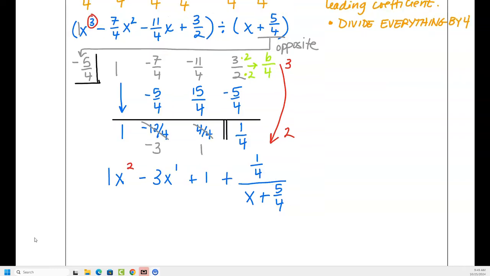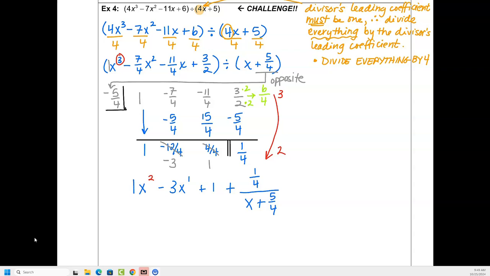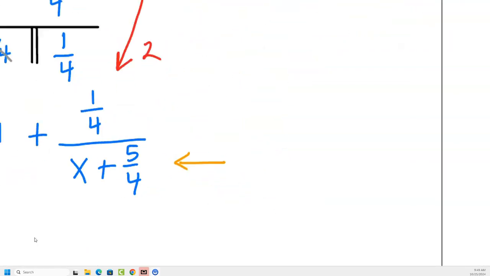Now, there's a problem because we don't usually write our answer when we've modified things like the divisor. So we need to return the divisor. So I'll write here, right? We need to return this to the original divisor.